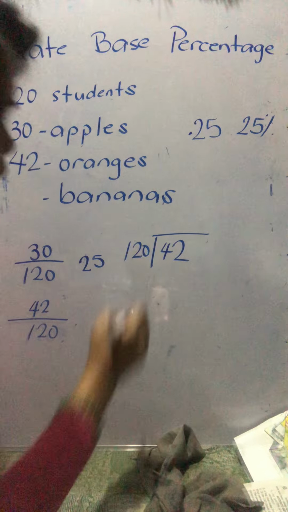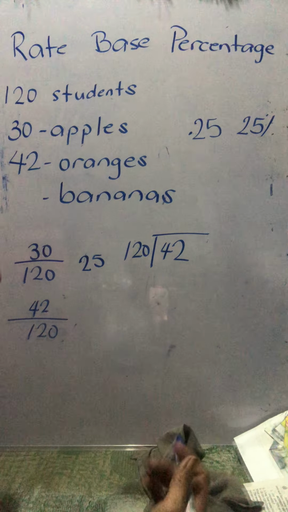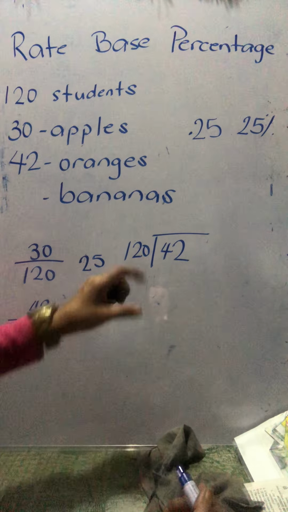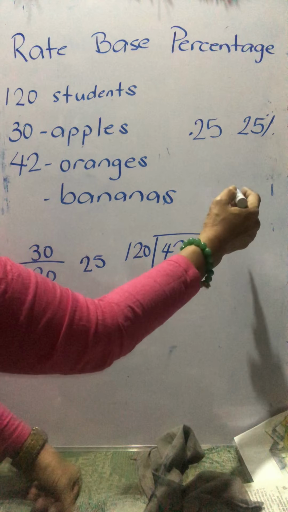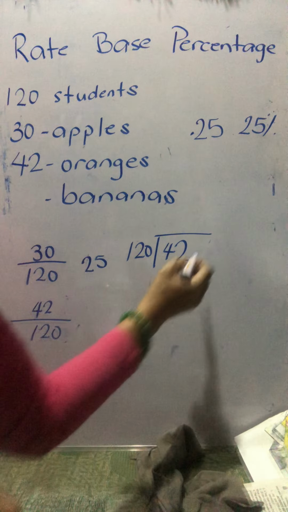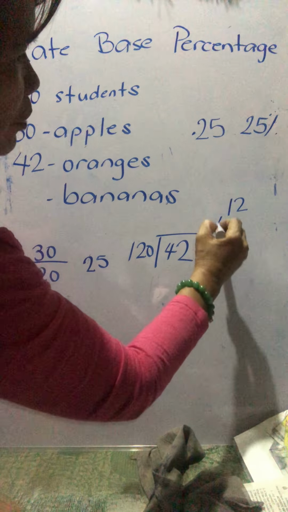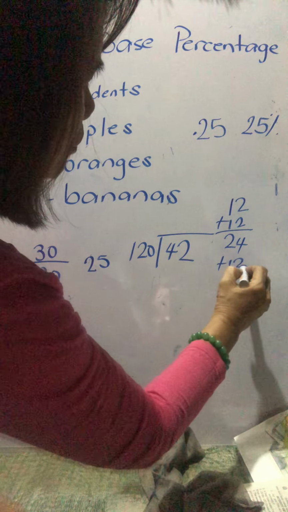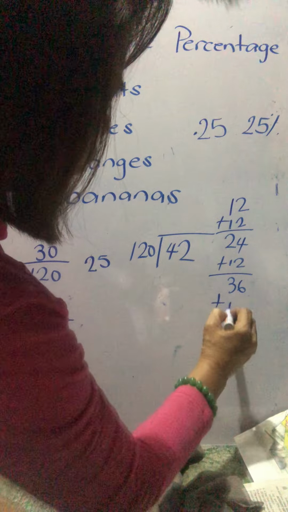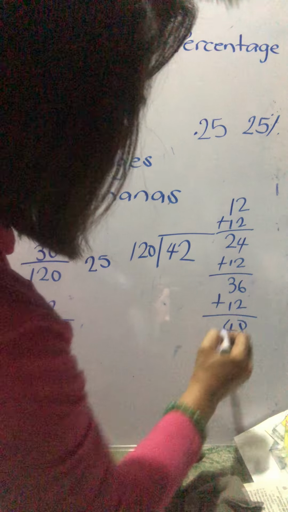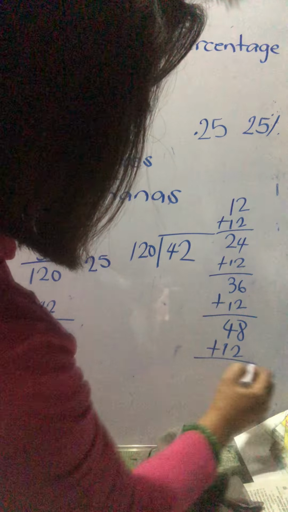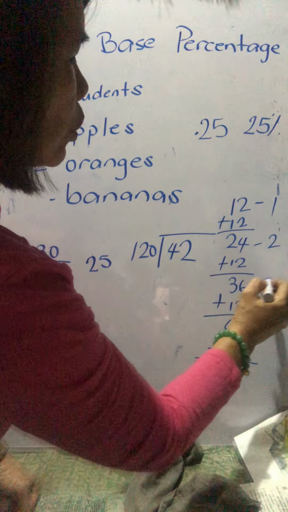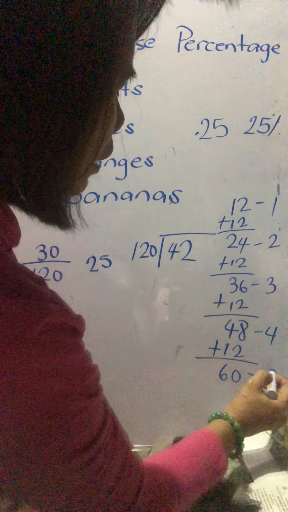Okay? Nahihirapan kami. We find it hard again to divide 42 by 120. Okay, ulitin natin ulit, ha? So, again, we have here 120. Actually, pwede na natin tanggalin yung 0, no? Okay, so this is now 24 plus 12, again, is 36. Plus 12 is 48. And then again, plus 12 is 60. Okay? So this is 1, 2, 3, 4, and then 5.